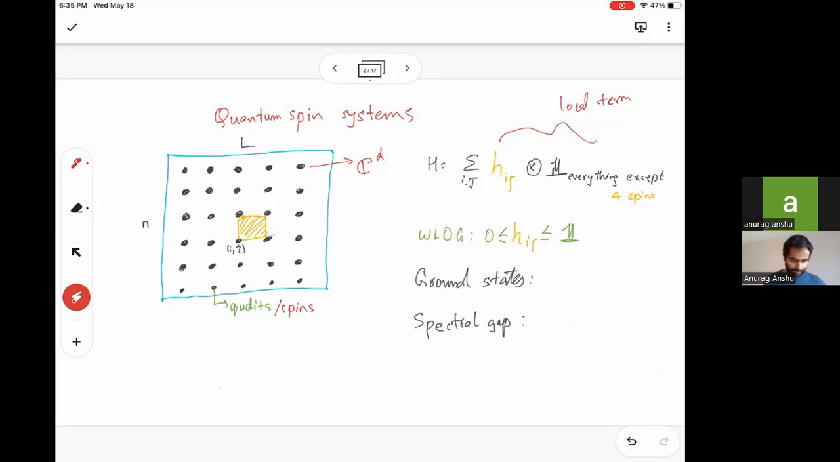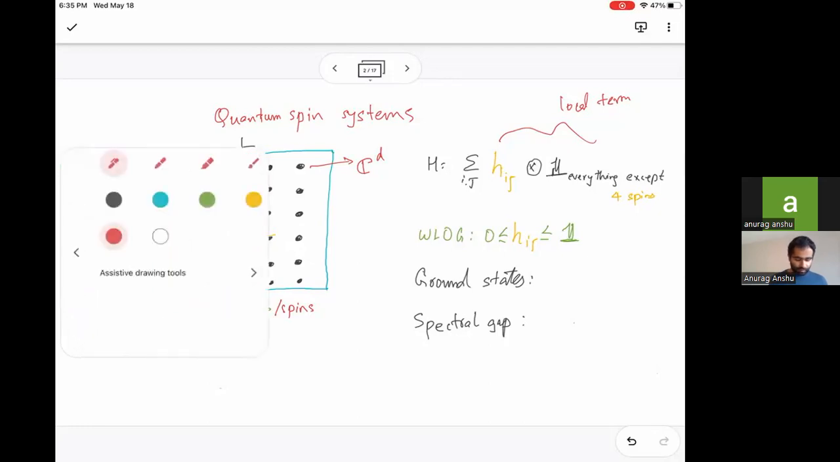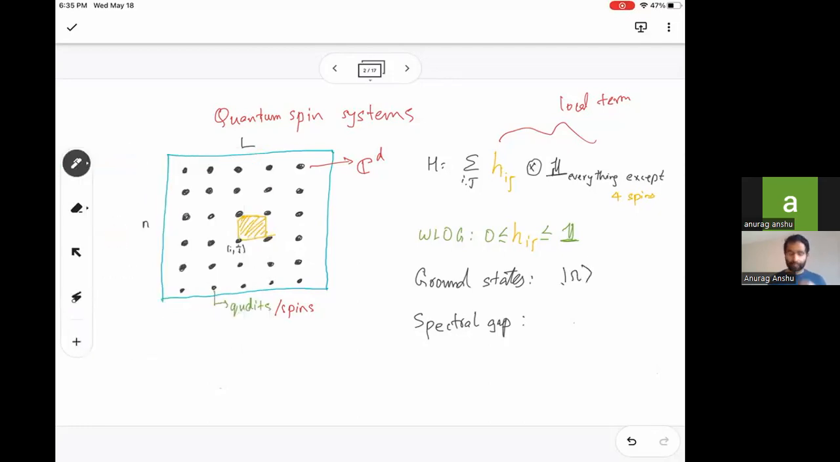So given this form, which is known as a local Hamiltonian system, we can define what is known as a ground state of this system. A ground state is a quantum state that minimizes the eigenvalue of this Hamiltonian, and that eigenvalue is known as the ground energy that I'll call E0 in this talk. The next notion is that of a spectral gap, the difference between the second smallest and the smallest eigenvalue. That's the spectral gap of the Hamiltonian, and in this talk we'll assume that it's a constant. There can be more than one ground state for this Hamiltonian, and that happens when there is a degeneracy, and that is also included in this set of ground states.